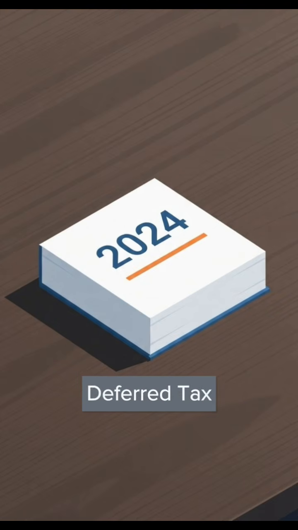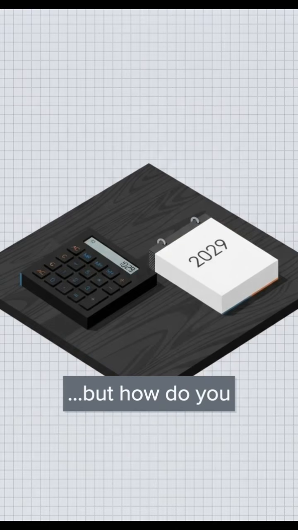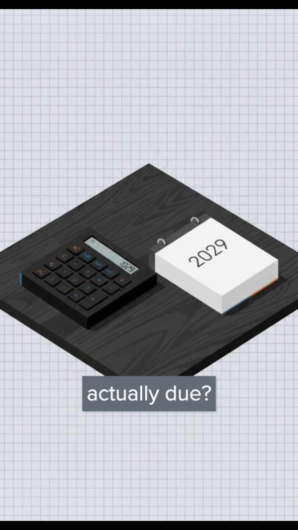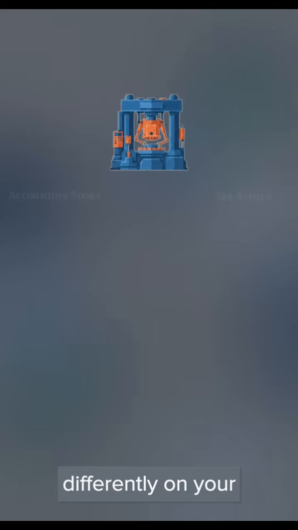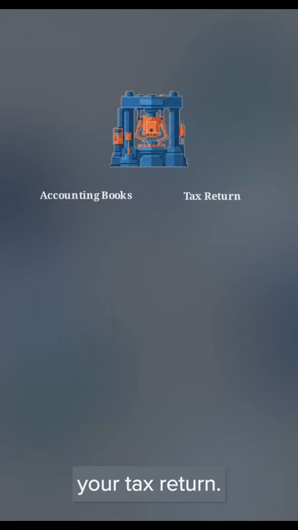IAS 12 calculates deferred tax liabilities. But how do you predict a company's future tax bill years before it's actually due? Let's say you buy a factory machine that loses value differently on your financial books versus your tax return.